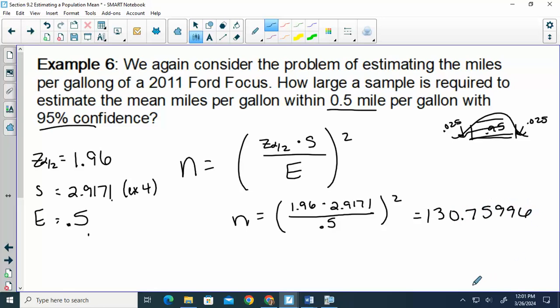This is another one where if you round a little bit, it will change your answer. If I rounded my standard deviation to only 2 decimal places, I would have got a different N. So make sure you're showing me what you're doing. So what would I have to say? How many would we need in our sample? Yeah, we always have to go up here. So we would need at least 131 in the sample to make sure that our window was within a half mile per gallon of the true value.